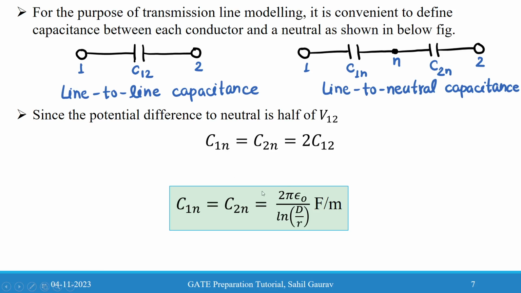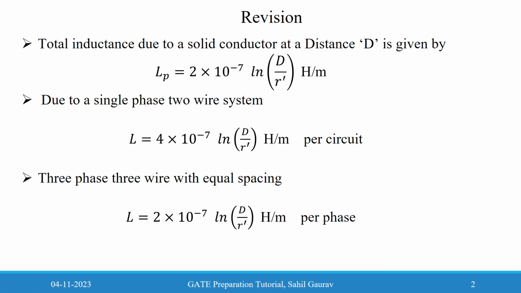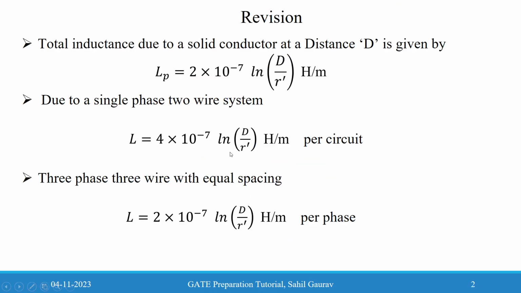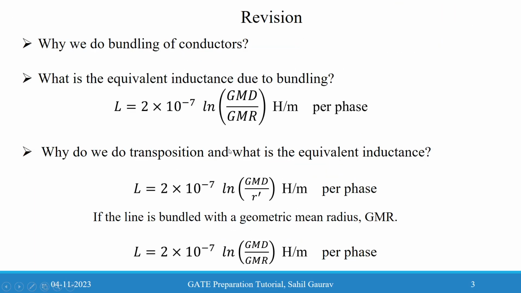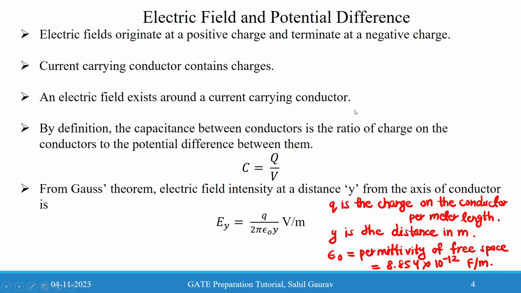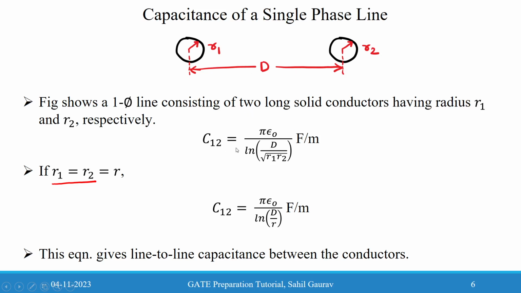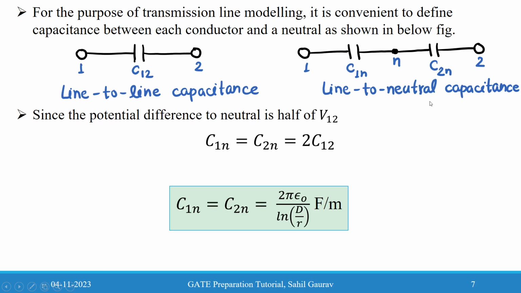Till here, any doubt you can ask? Till here we have gone through, I think all of you joined late, so first we revised the things we discussed in the last class, and then we covered the electric field and potential difference concept, which is used for the capacitance derivation. I have written down this capacitance directly, and from the capacitance of a single phase line we can find the line to neutral capacitance using this concept.